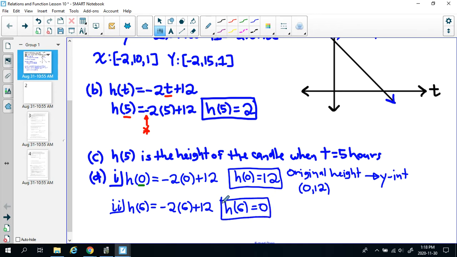Now, what does this physically mean? Well, that would be the time required for you to have no more of your candle left. The candle is completely melted. Okay, so I'd say time for candle to completely melt.